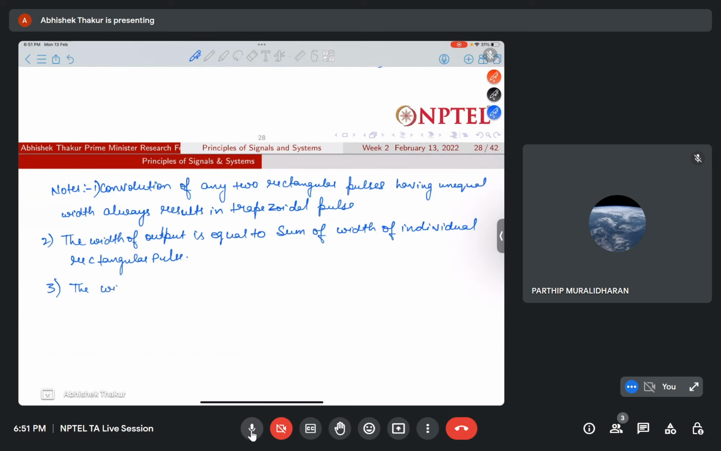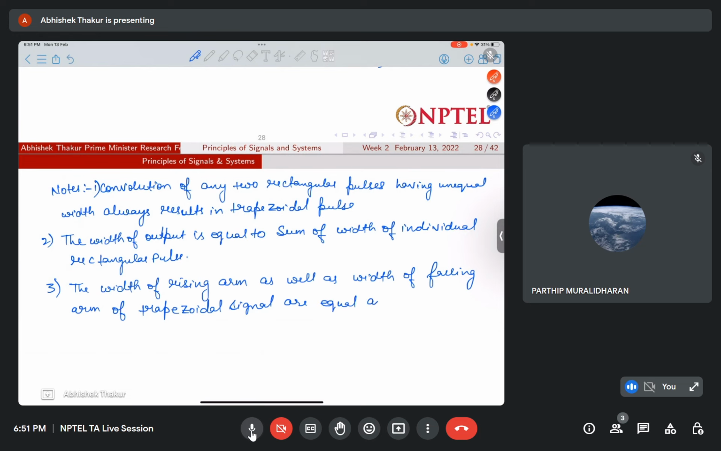The width of the rising arm as well as the width of the falling arm of the trapezoidal signal are equal and equal to the smaller width pulse. This is a very important point.